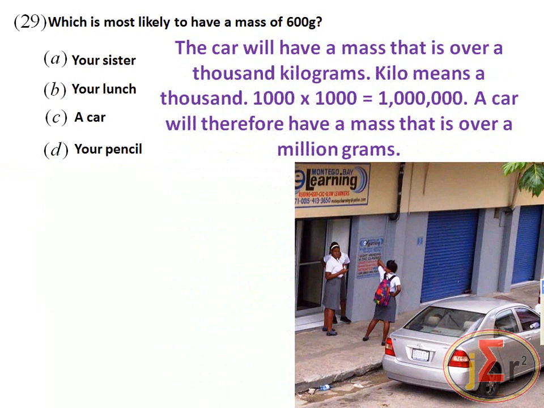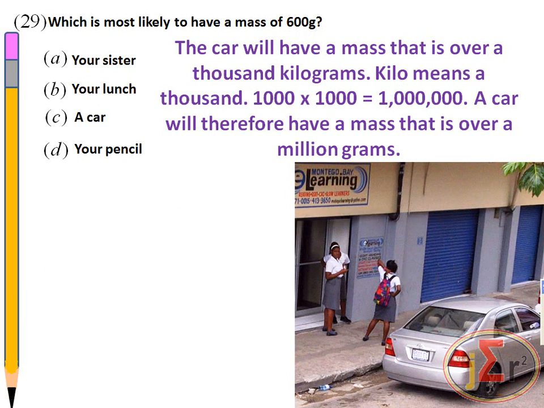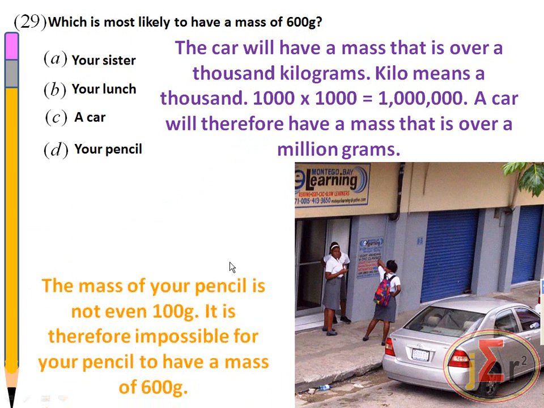The car will have a mass that is over 1,000 kilograms. Kilo means 1,000. So we will have 1,000 kilograms and 1,000 grams in a kilogram. So the car will be approximately 1 million grams. So a car will therefore have a mass that is over 1 million grams. 1 million, not comparable to 600 grams. So we know that the car is not likely to have a mass of 600 grams.